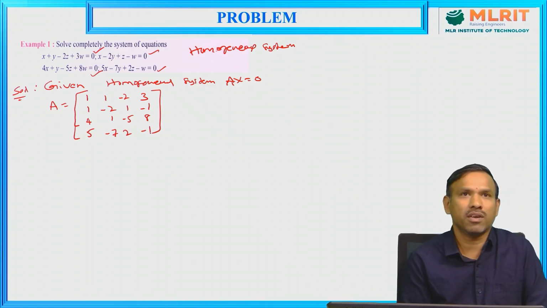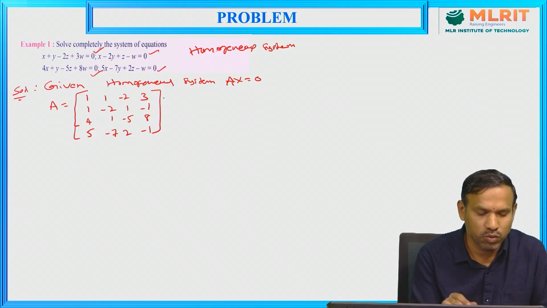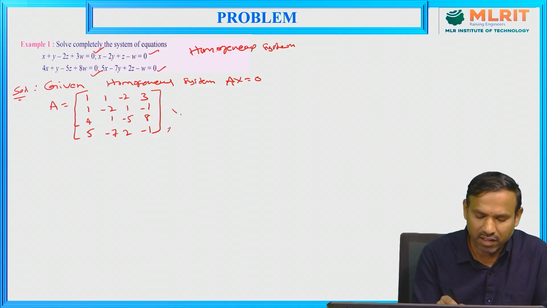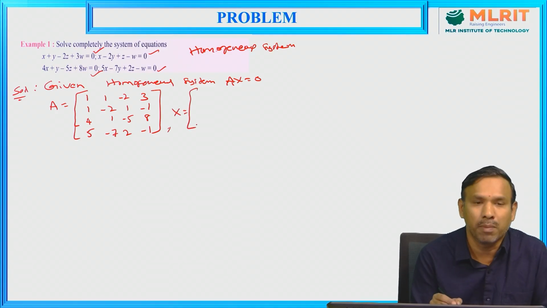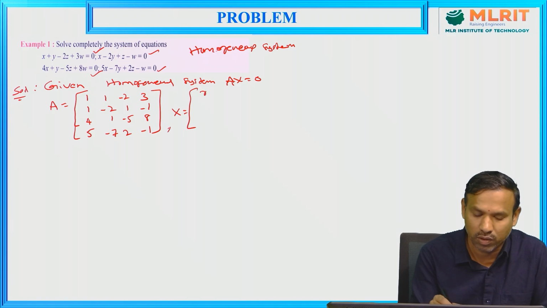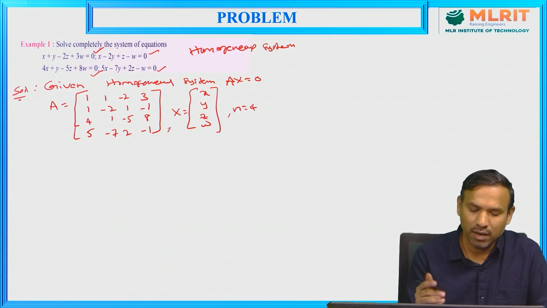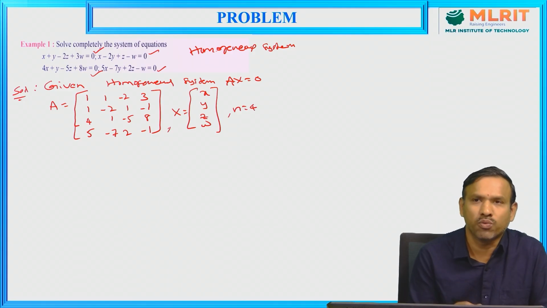So, let us verify that one. 1, 1, minus 2, 3. 1, minus 2, 1, minus 1. 4, 1, minus 5, 8. 5, minus 7, 2, minus 1. And x means the unknown matrix or variable matrix. What are the unknowns here? X, Y, Z, W. How many unknowns are there? X, Y, Z, W. 4 unknowns are there. That is 4. Now we just need to find the rank.